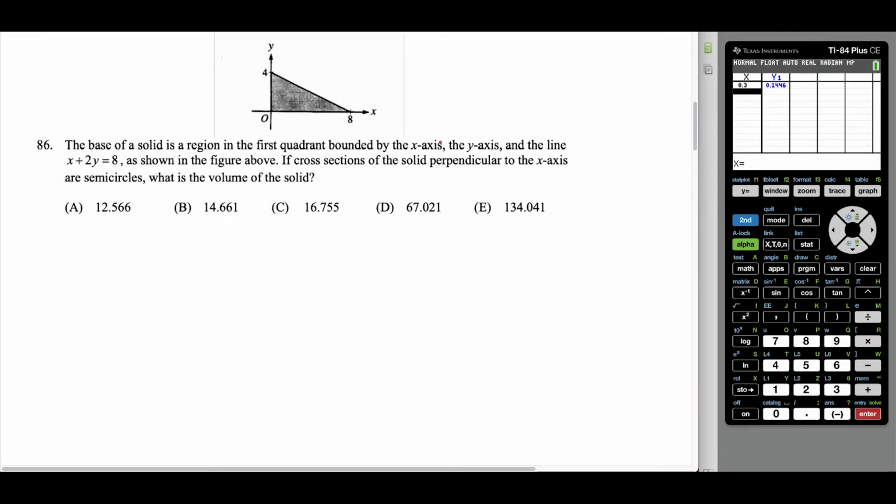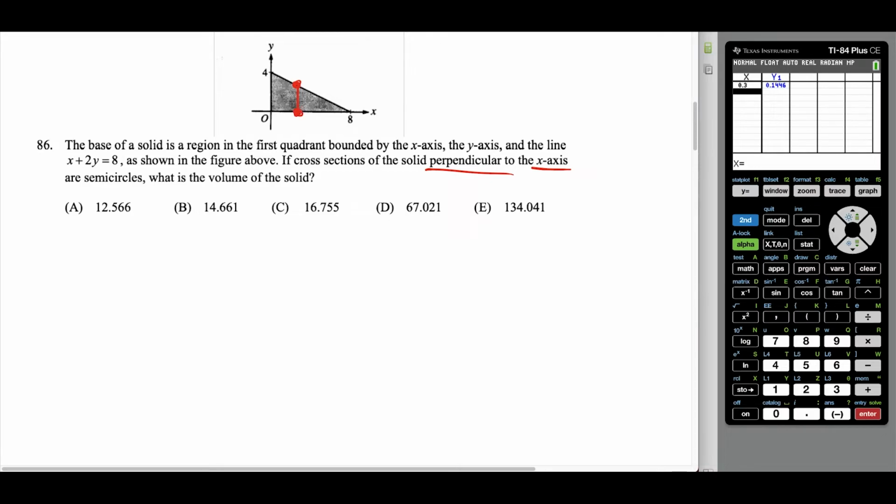Okay, so questions like 86 are particularly annoying because you have to be very careful with how you set them up. So we have the base of a solid is the region in the first quadrant, bounded by the x-axis, the y-axis, and this line here. So there's our region shaded in. And we're taking cross sections perpendicular to the x-axis. So that's a very important detail.